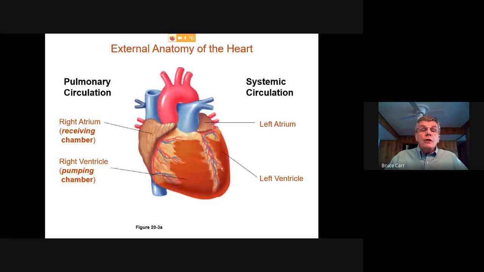Over here, the final vessels we have not identified are these two vessels. These are drawn red, showing oxygenated blood returning from the lung. These are the pulmonary veins.